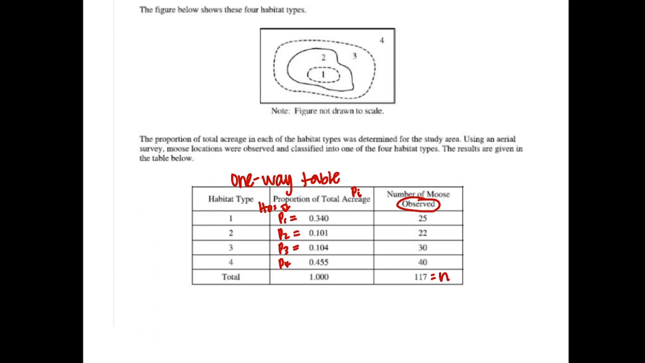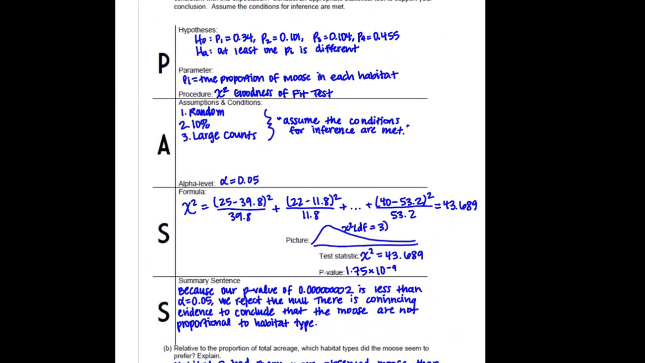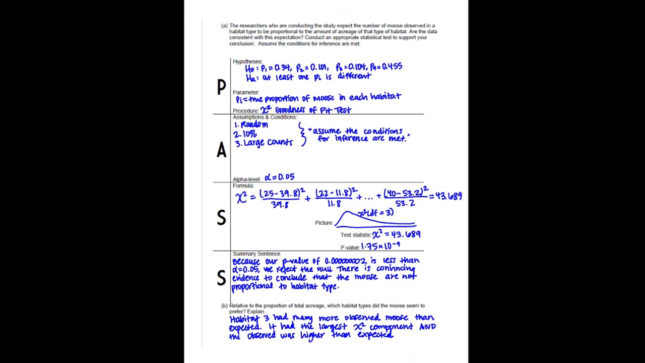Okay, so here are my answers. I'll just zoom out a little to show you everything. Remember, your null had listing out each of the p's from the table. At least one or two is different for your alternative, and you need to define the p. Don't mention anything about the word observed in your null, because it's not about the observed, really, it's about all moose, and so we don't want to just talk about these 117 moose. And then this is a chi-square goodness of fit test because it was a one-way table.